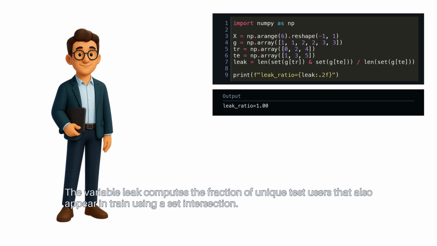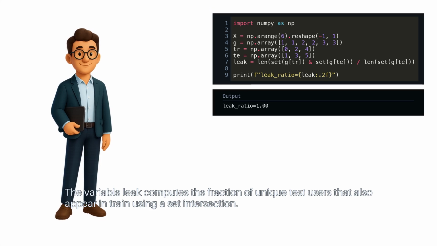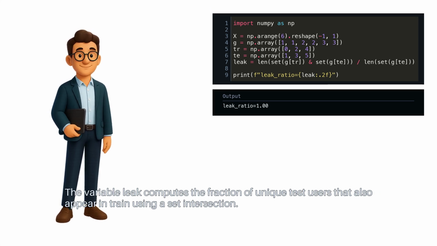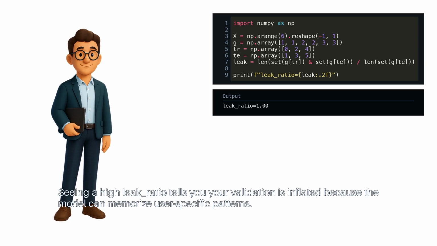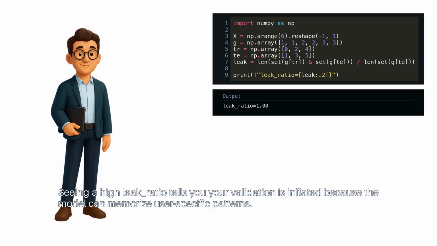The variable leak computes the fraction of unique test users that also appear in train using a set intersection. Seeing a high leak ratio tells you your validation is inflated because the model can memorize user-specific patterns.